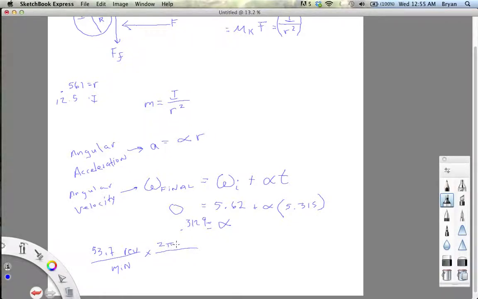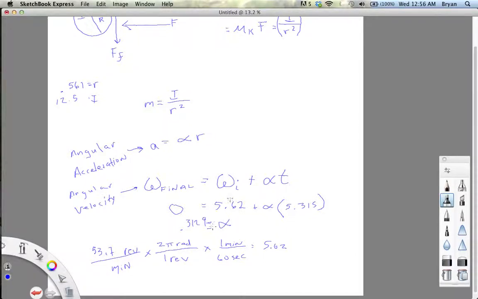It's kind of a fancy word I like to use. So 2 pi radians. To change revolutions into radians, you put 1 revolution is equal to 2 pi radians. And so these revolutions can cancel out. And you also want to multiply minutes. 1 minute is equal to 60 seconds. And you get your answer, and I got 5.62. Right? It's that one. Plug that in.